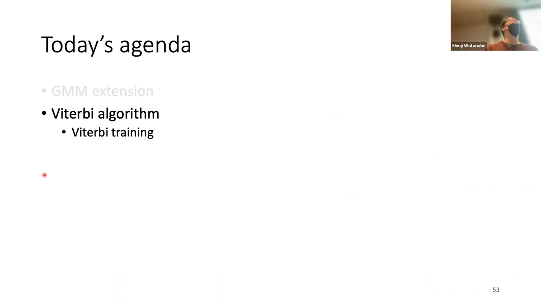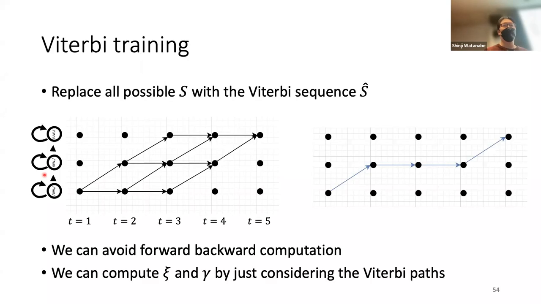So this Viterbi training is actually widely used. Some people also call it the Viterbi approximation. Before we introduced the Viterbi algorithm, we were always considering all possible state sequences, right? But with Viterbi training, instead of considering and summing up all kinds of state sequences, we just select the most likely state sequence and then compute the training from it. So the forward-backward algorithm was actually replaced by this Viterbi algorithm.